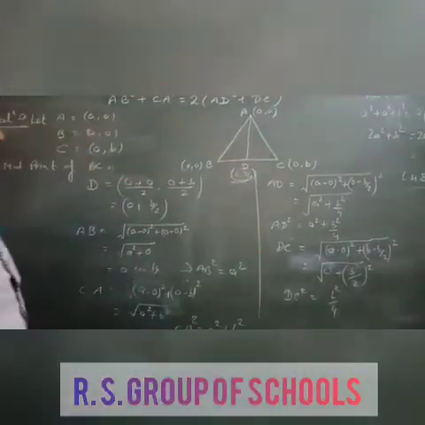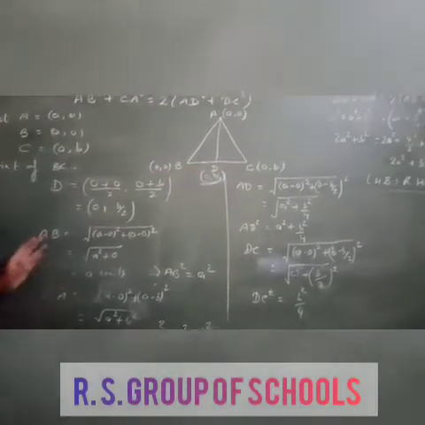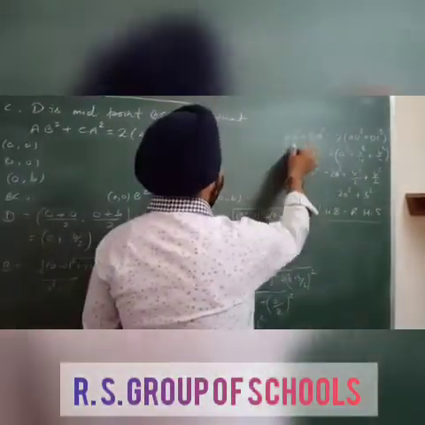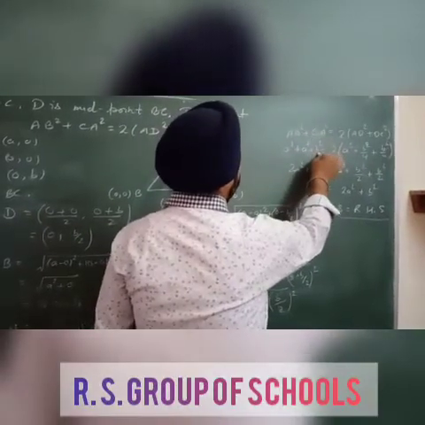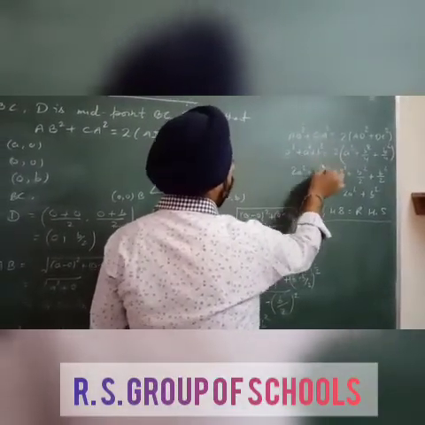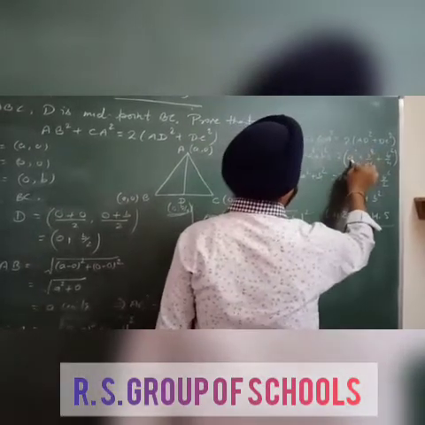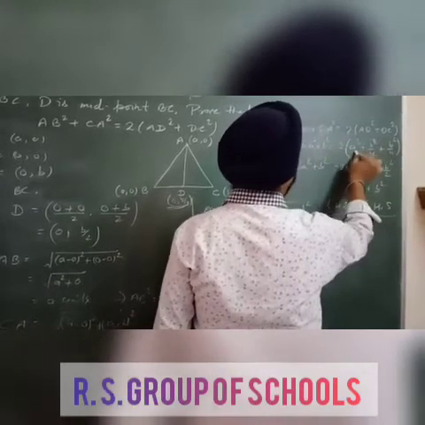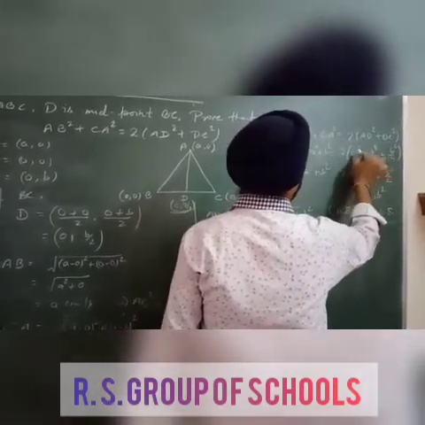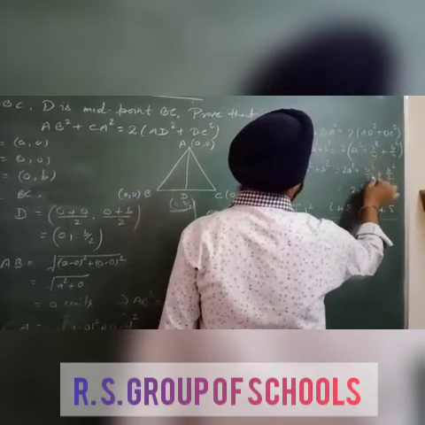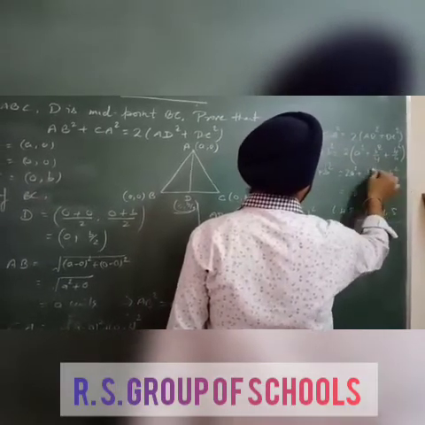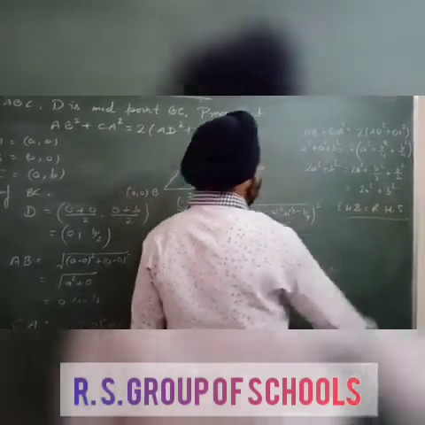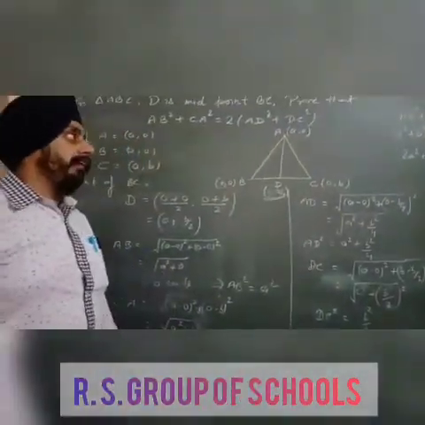Now we put all these values in the given statement: AB square, CA square, AD square and DC square. AB square equals a square, CA square equals a square plus b square. Then we have 2a square plus b square. Now AD square is a square plus b square by 4 and DC square is b square by 4. Now multiply by 2: 2a square plus 2 times b square by 4, cancelling 4 by 2, gives b square by 2 and b square by 2, which equals b square. Then we have 2a square plus b square. So left hand side equals right hand side. In this way the question is proved.